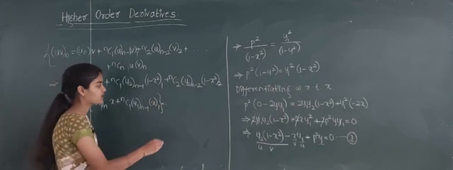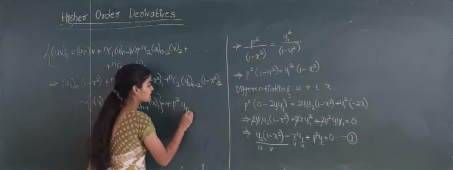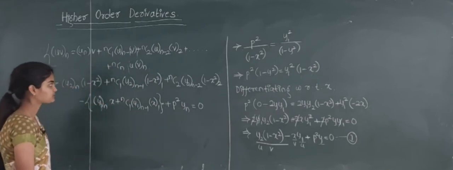So here I will complete the bracket. Then p square times the nth derivative of y, we are writing it as yn itself. So that is equal to 0.